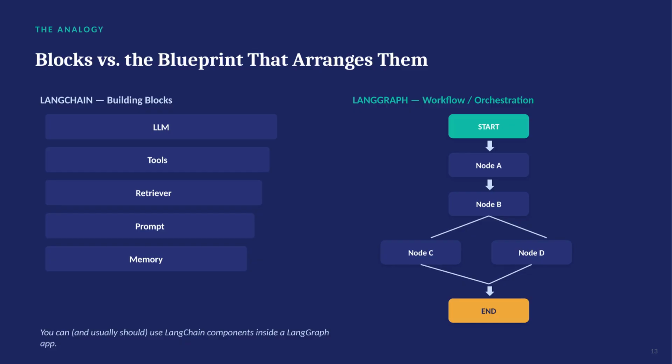Here's a simple way to think about it. LangChain gives you the building blocks: the LLM, the tools, the retriever, the prompt, the memory. LangGraph gives you the blueprint that decides how those blocks work together in a stateful workflow. And here's an important point. Choosing LangGraph doesn't mean giving up LangChain. In most real applications, they work together. You'll often use LangChain components inside a LangGraph application.